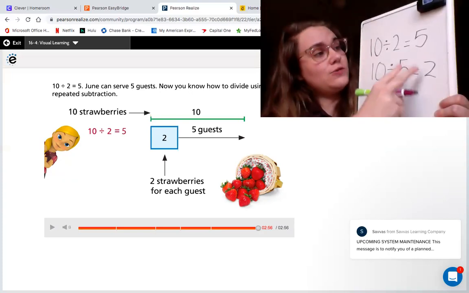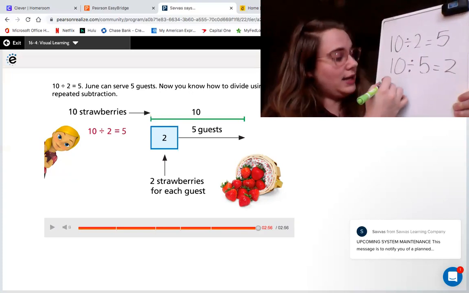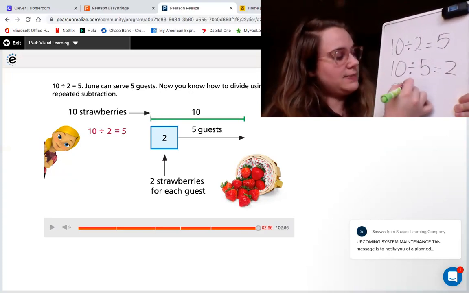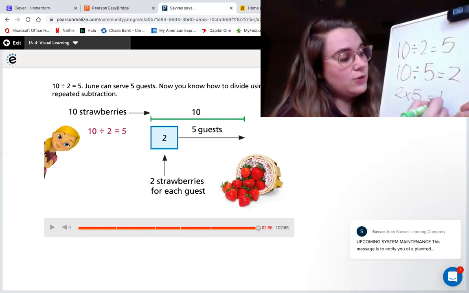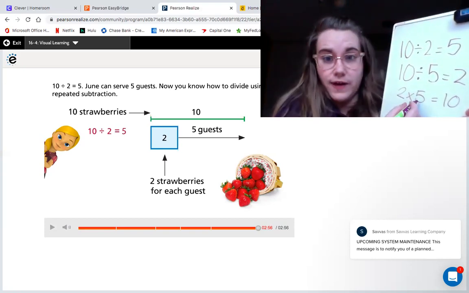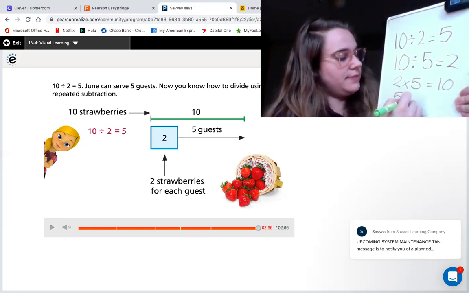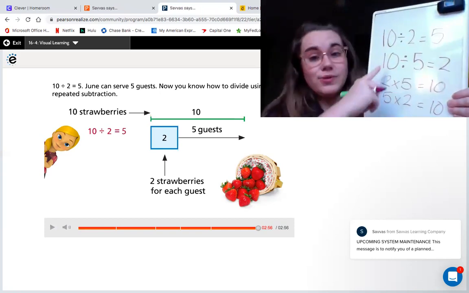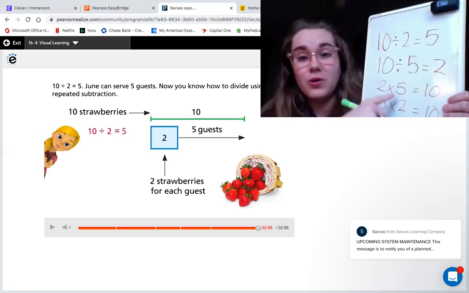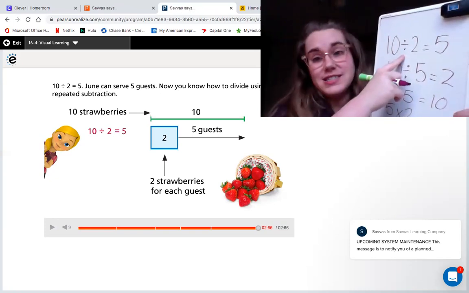Now, the multiplication, remember, multiplication is the opposite of division. If I use these two numbers, I can get my final product. So I could do 2 times 5, which we already know in our head. 2 times 5 equals 10 because 5 plus 5 is 10. And then I could also say 5 times 2 equals 10. This really helps you because if you know your multiplication, then you can solve your division.